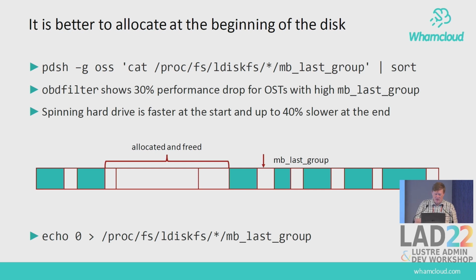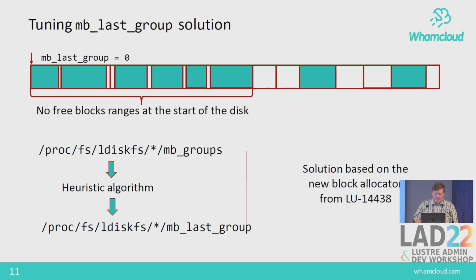So you can do this manually, just write 0 into this MB last group counter, but that's not something that happens in production. That's more of a benchmarking kind of thing to do. You can have a user space script that monitors free space, but that's not very automatic. There's lots of things you can do, but people don't because they don't know they need to do it. And so it's more important to get it done automatically.